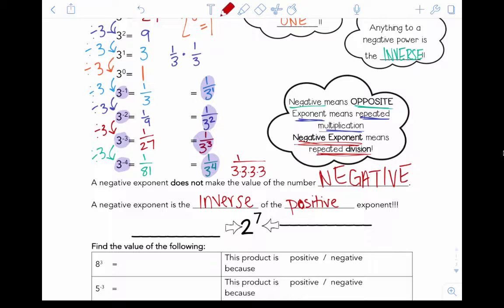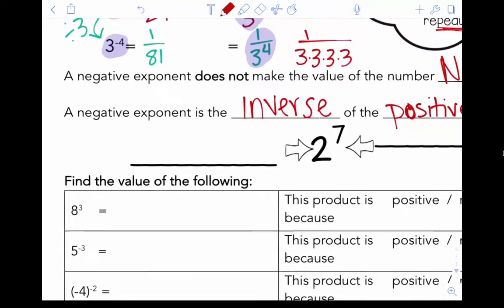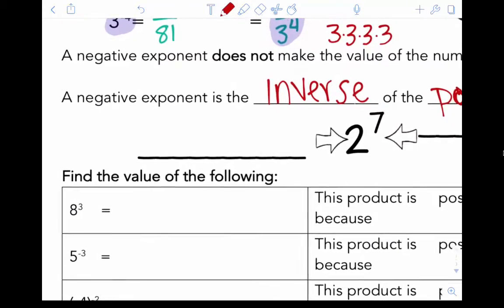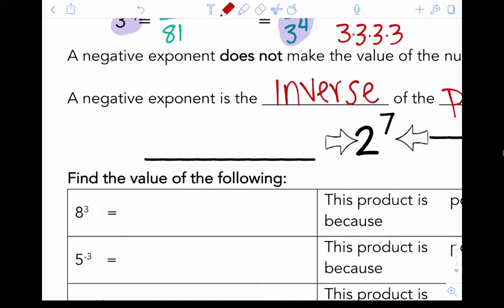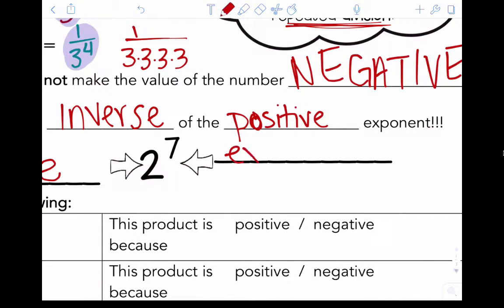So we're going to go through some examples of this, but I just want to make sure before we do this that we have some common terms. So when I have something like 2 to the 7th, when I'm talking about the 2, so the big number, I'm talking about the base. And then when I'm talking about the 7, I'm talking about the exponent.